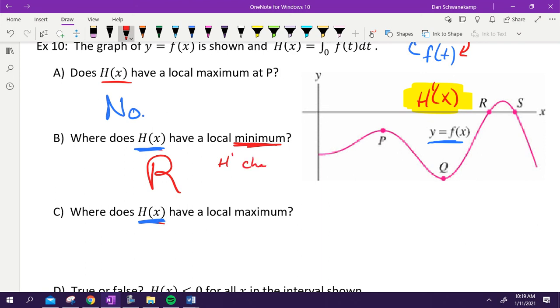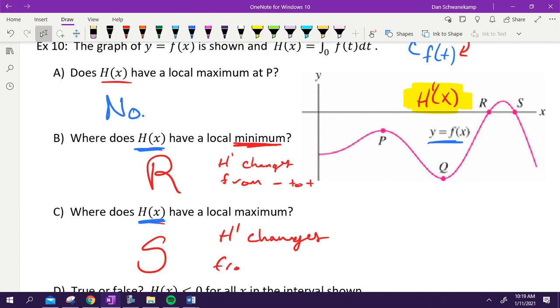H prime changes from negative to positive. That's a minimum. So when am I going to have a local maximum then? At S, because H prime changes from positive to negative. If this were a free response question, you can't talk about H prime unless you've labeled it, unless you've said that, hey, that's a graph of F, which really means H prime. That's important.